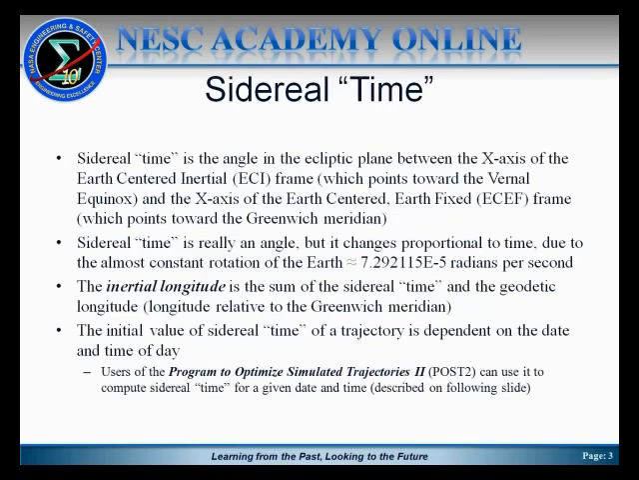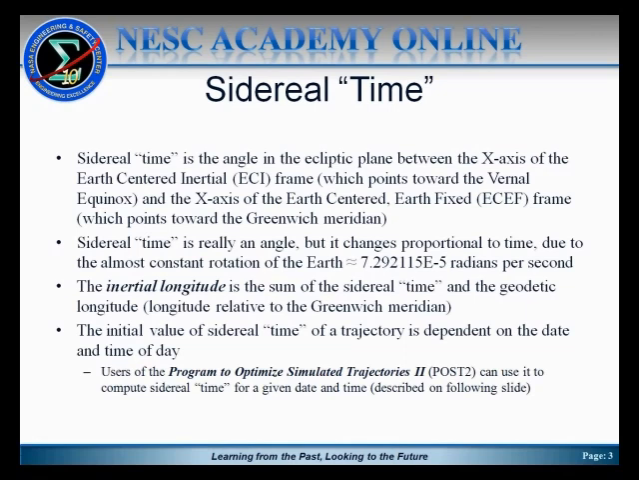Sidereal time is the angle in the ecliptic plane between the x-axis of what's called an Earth-Centered Inertial frame, where that x-axis points toward the vernal equinox, and the corresponding x-axis of an Earth-Centered Earth-Fixed, ECEF, frame, in which case the x-axis of that frame points toward the Greenwich meridian. Recall from part 1 of this presentation, Earth-centered Earth-fixed frames are often also called Earth-centered rotating frames, since they rotate with the Earth, and their origin is centered at the center of the Earth or whichever planet you're discussing.